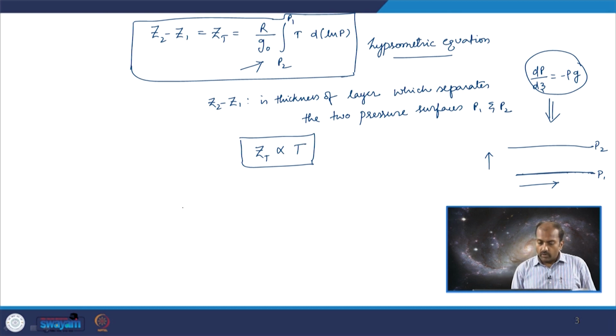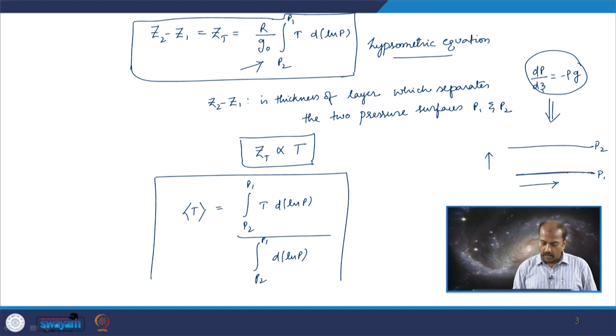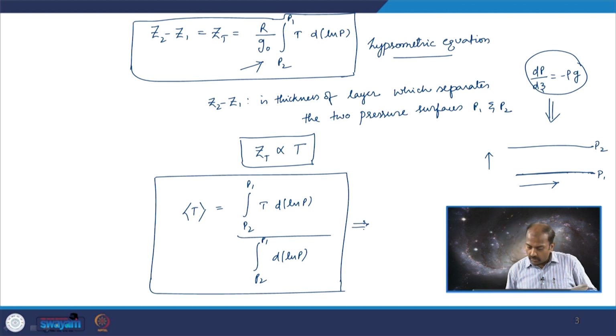Right. Now, with this equation, we can define the average temperature or the mean temperature of a layer of atmosphere that is confined between two pressure surfaces, P1 and P2, as the average temperature equal to integral P2 to P1 of T d ln P divided by integral P2 to P1 of d ln P. Right. So this is the consequence of having this hypsometric equation. That means, given any two pressure surfaces, you can always calculate how they are spatially separated. So with this mean temperature, using it within this column of atmosphere, you can define the scale height capital H is equal to R T by g naught.